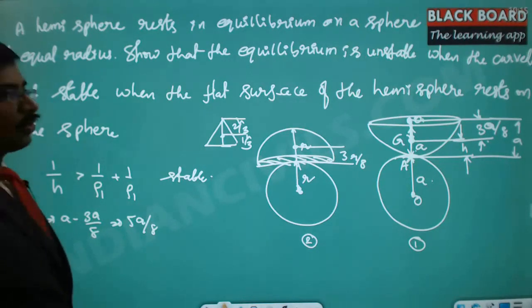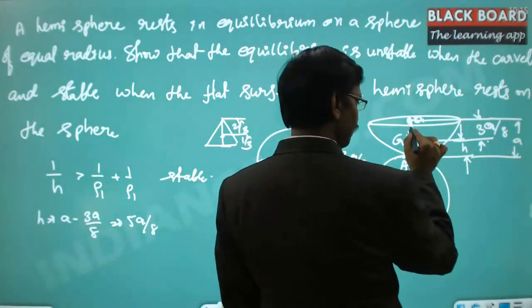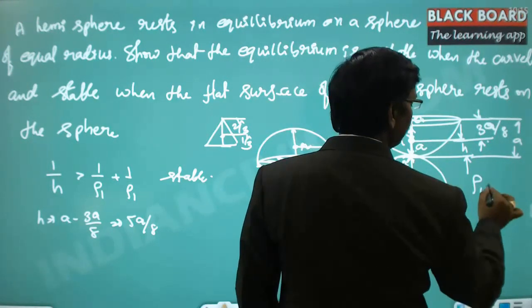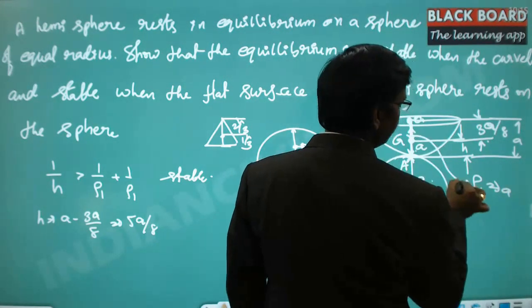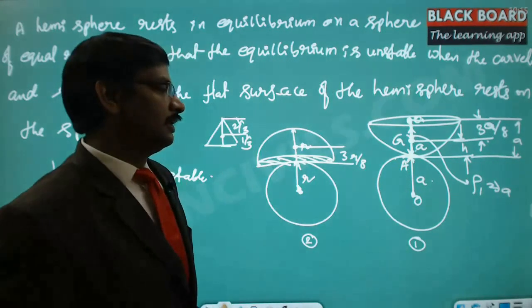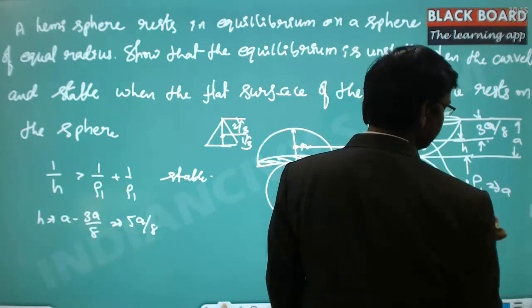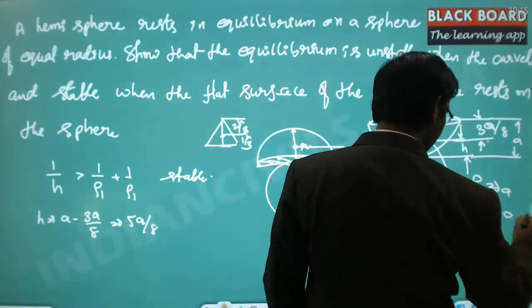And then rho 1 is the radius of curvature of the top body from its center of curvature. So rho 1 is equal to a. So this is the radius of curvature, right? And rho 2 is the radius of curvature of the bottom body. So this has the same radius, hence this is also a.